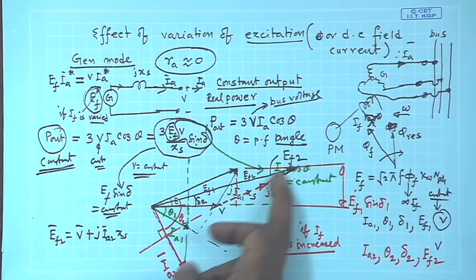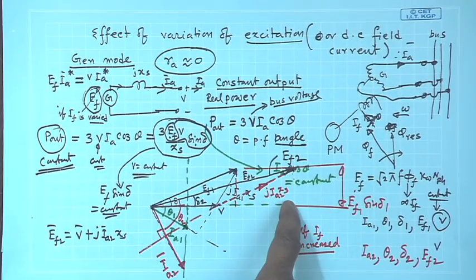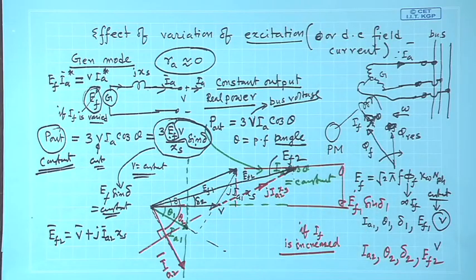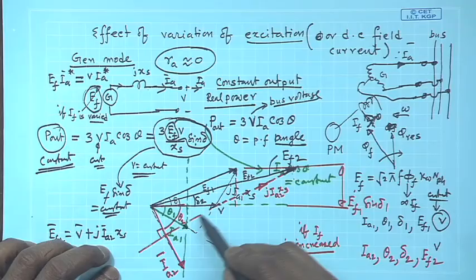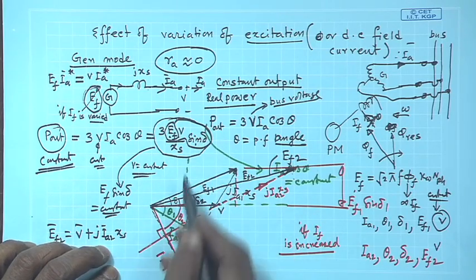So, this dotted red line must be your jI_a2 x_s. If jI_a2 x_s is known, then I_a2 must be lagging this voltage across x_s, which is this length. Therefore, the current must lag this length by 90 degrees, and the tip of I_a2 must lie on this green line. So, this will be the new thing.